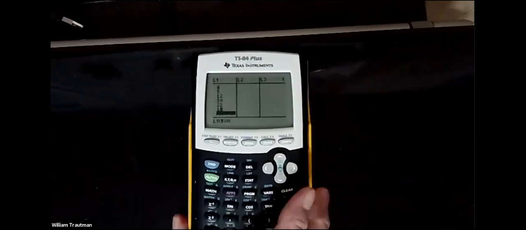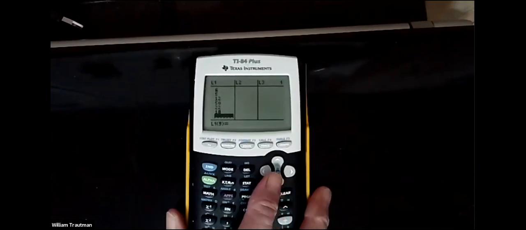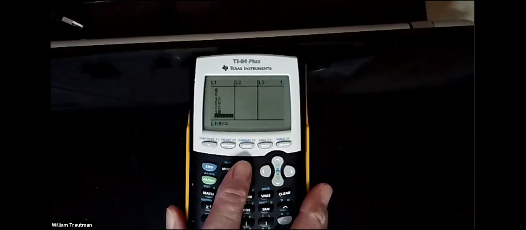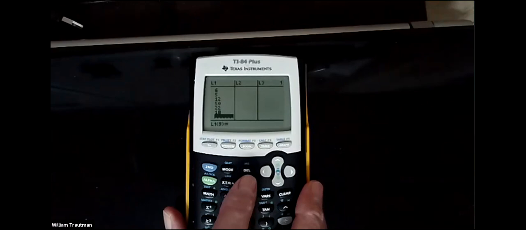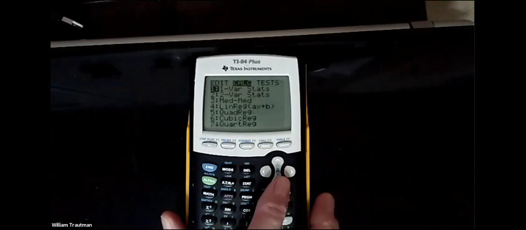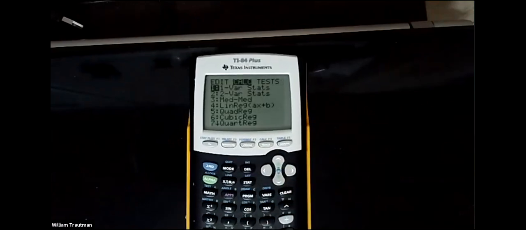By the way, we already know how to do it. I'm just going to remind you. All righty, so I put the data in the calculator. To find Q1, Q2 through Q3, we just do what we know. Stat, arrow over to calculate, 1-Var Stats, and hit enter.